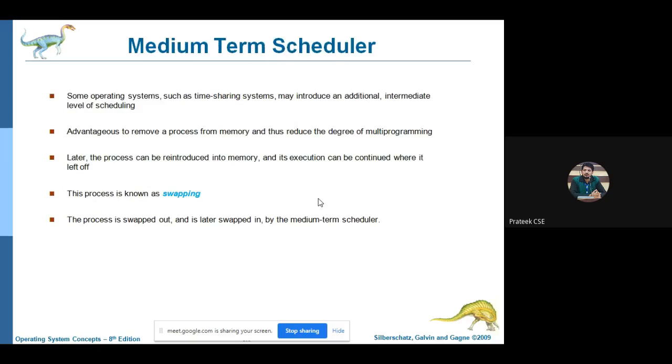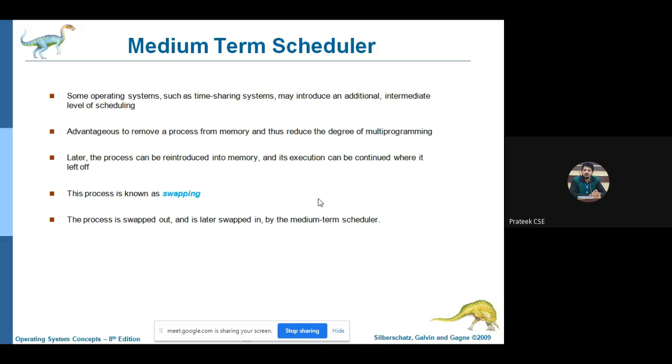Now there is another important category which is not as common as the long-term scheduler and the short-term scheduler. So we have another category which is the medium-term scheduler. This is also a very interesting concept. Some operating systems such as multitasking systems or time-sharing systems may introduce an additional intermediate level of scheduling. This medium-term scheduler we did not have in traditional computer systems, but in modern operating systems we have this medium-term scheduler also.